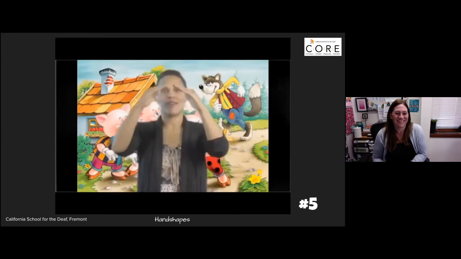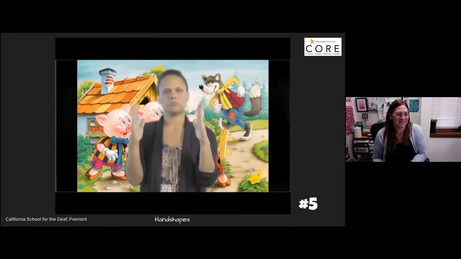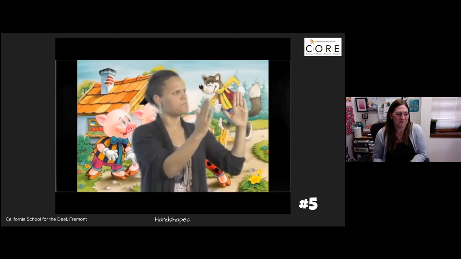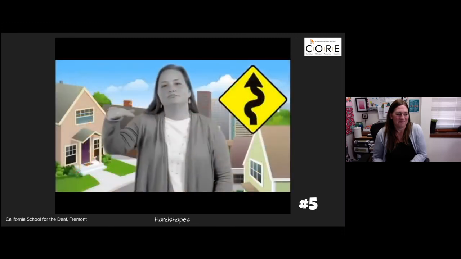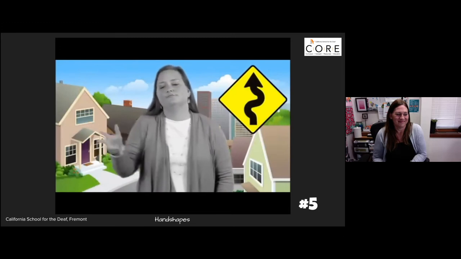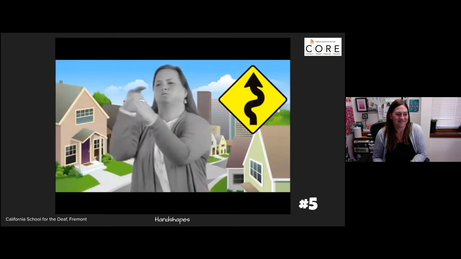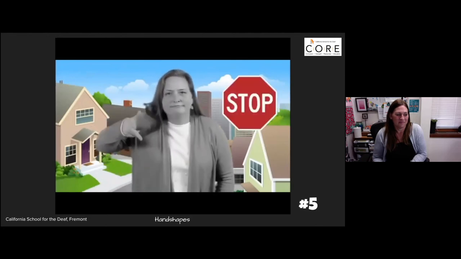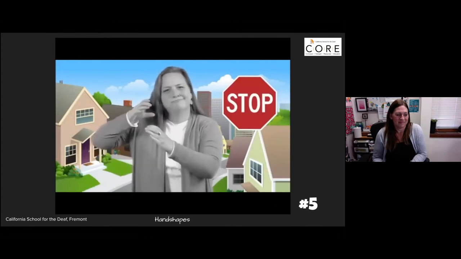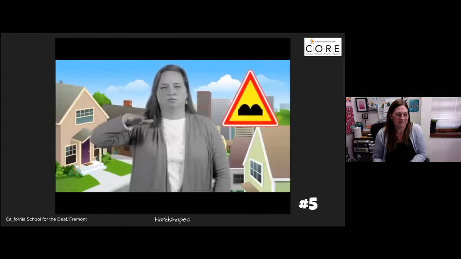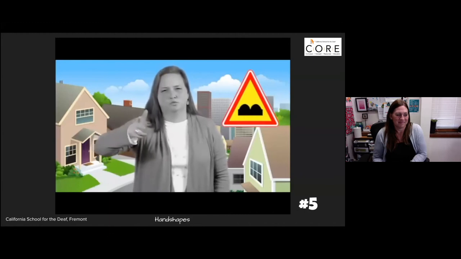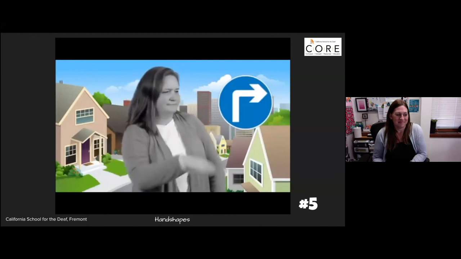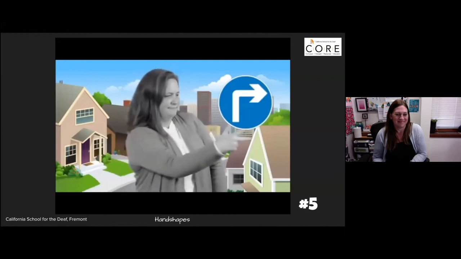So this is a hand shape, a story using one hand shape. Pig, house, comfortable, house. Gliding down a road, driving down a road, a bus down a road. Stop, stop, stop. Using different hand shapes. This is using different hand shapes to convey the idea of bumpy. This is using different hand shapes to convey the idea of turning.